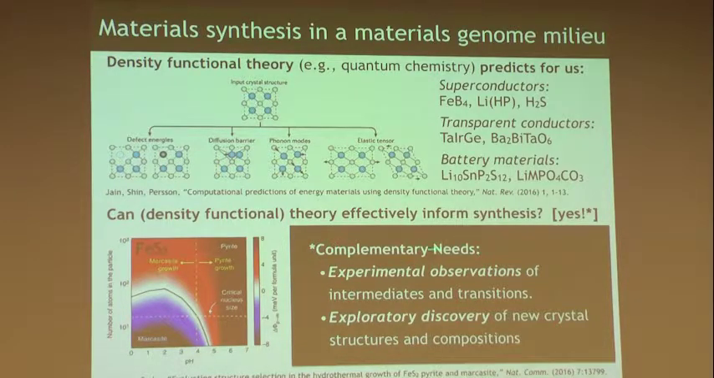So we need complementary experiments. We need to observe what's actually going on in a reaction. That's not an easy problem. We need to see what's happening as it happens. And I still think there's a space for exploratory discovery of new crystal structures and compositions, things that we just don't even know about and will never come out of a machine learning algorithm, for instance. If you don't have it in your training basis set, you're never going to see it.